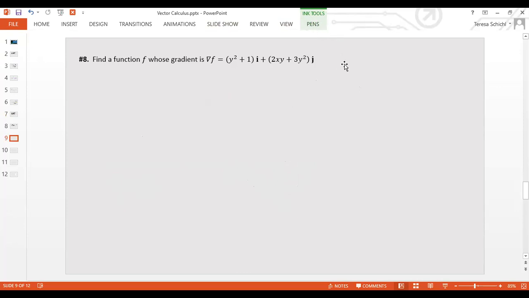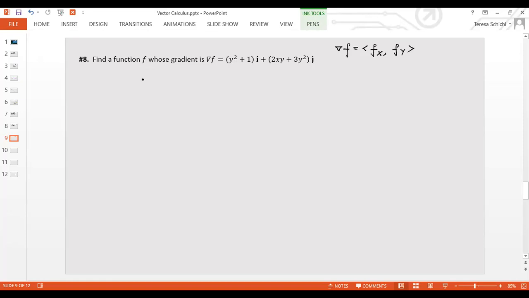Let's take a look at this. We did the first 7 problems here, and this is the problem where we start. Let's try to do it. Say I want to find a function whose gradient is (xy squared plus 1)i plus (2xy plus 3y squared)j. So the gradient function is really just the partial derivative with respect to x and the partial derivative with respect to y.